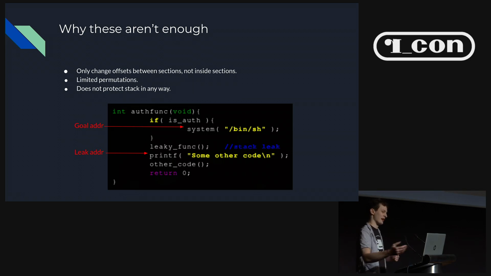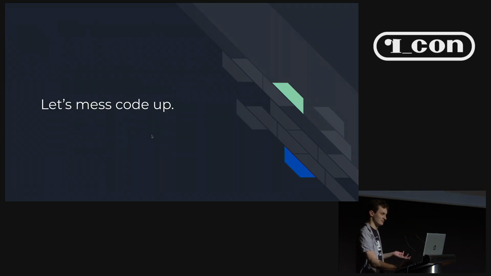As you can see here, we have a pretty bad piece of code. I'm sure you've all seen quite worse. But this is in the same section because it's in the same function. We have a leak address right here. Say we get a stack leak or a format string vulnerability or something like that. And then our goal address is right here. That is going to be a fixed size offset no matter how our function order is or how much data we add onto the end of the function. So that's not really good, right?